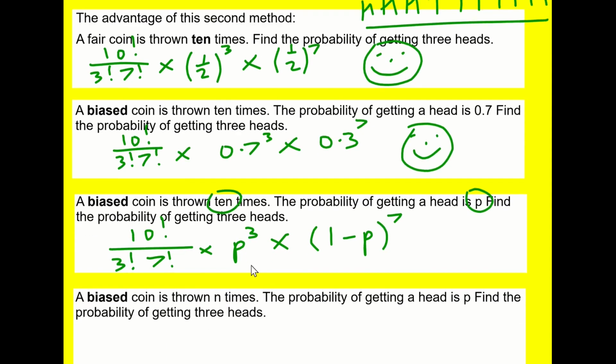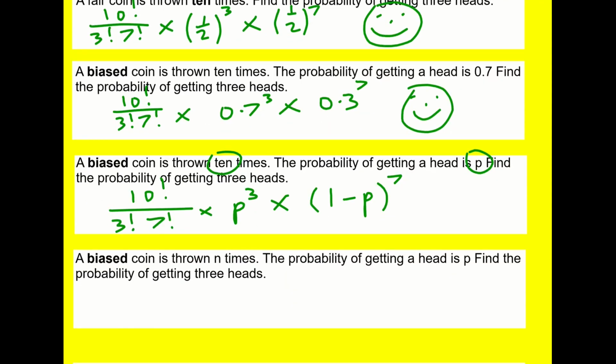All right, let's forget 10 times. What about if it was n times? What would that be? Well, now this is getting a bit more complicated. I'm still interested in getting 3 heads, so it's going to be p to the 3. But this time, I've got heads, heads, heads, and then all the rest are tails. So I know that I'm doing it n times. I know that there are 3 heads. So how many tails are there? Well, it's going to be n minus 3.